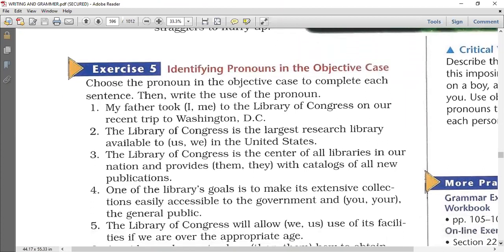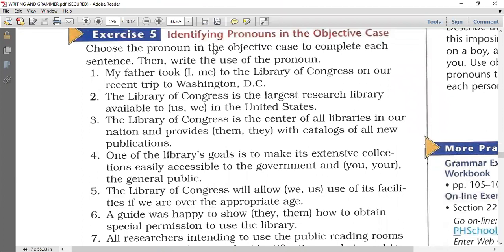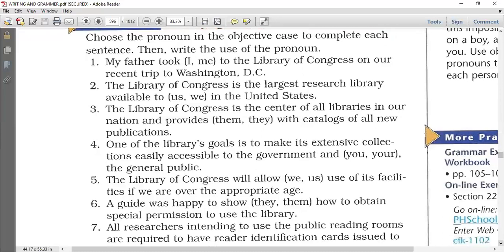Exercise 5, identifying pronouns in the objective case. Choose the pronoun in the objective case to complete each sentence. Then write the use of the pronoun. Your turn, guys, quickly. We need the objective case. Yassine, go ahead.